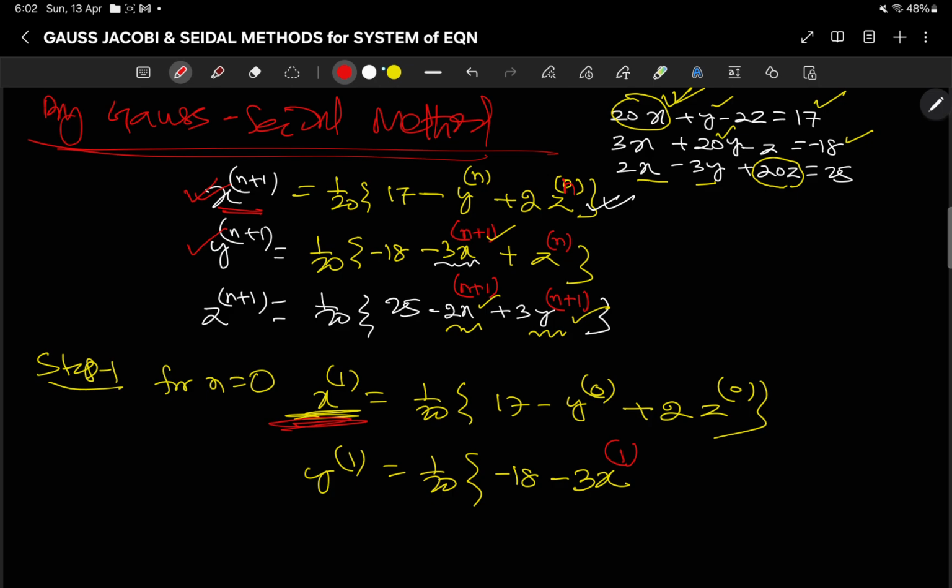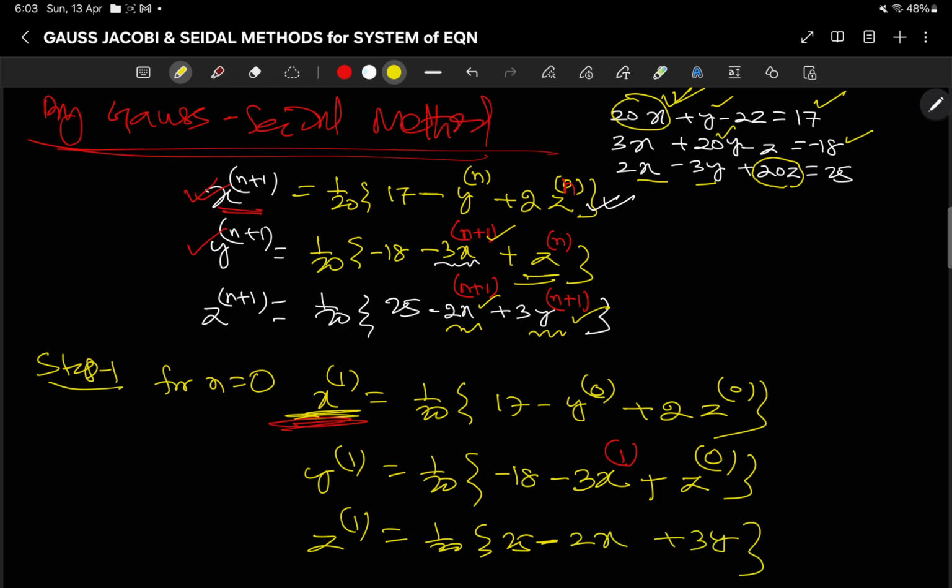Okay, but here z is from the previous step, because we don't have the updated result here. Now for z at the first step, it is 1 by 20, 25 minus 2x plus 3y. You see here we have an improved result here, so the x is an improved result, the y is an improved result, so this improved result will be substituted. Okay, so now first we calculate this.